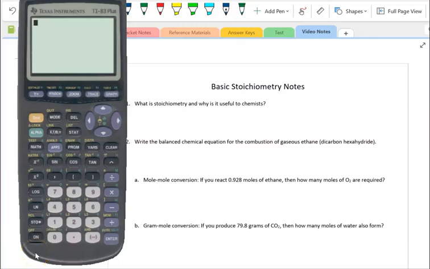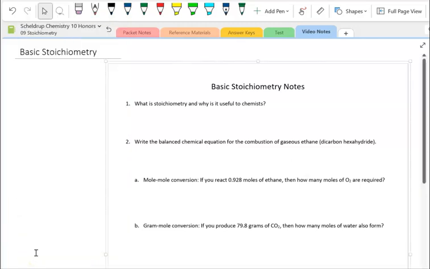Welcome, chemistry students. Today we're going to look at how to do some basic stoichiometry calculations. So first off, what is stoichiometry and why is it useful? Well, stoichiometry is this idea of being able to convert between one substance and a different substance within a chemical reaction. So this is related to mole conversions, but it's taking it to the next level.